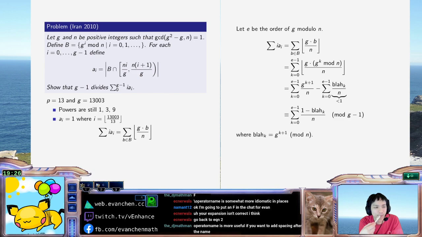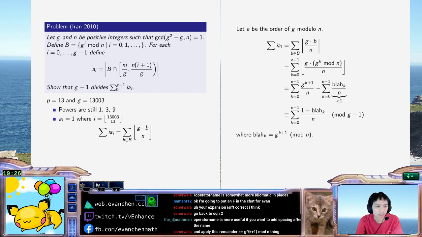Go back to equation 2. Oh yeah, sorry, you're correct. This is not a correct expansion. Man, it's so annoying. You know what, I'm going to take whoever suggested it. We're just going to use percent notation. This is ridiculous. Percent. Comment out. Comment out. Comment out.